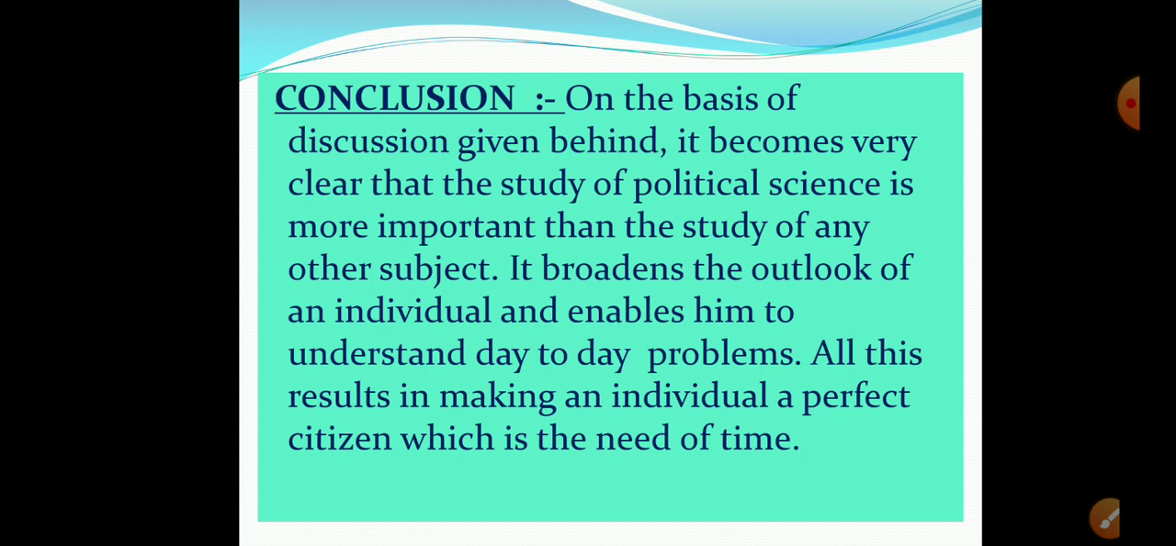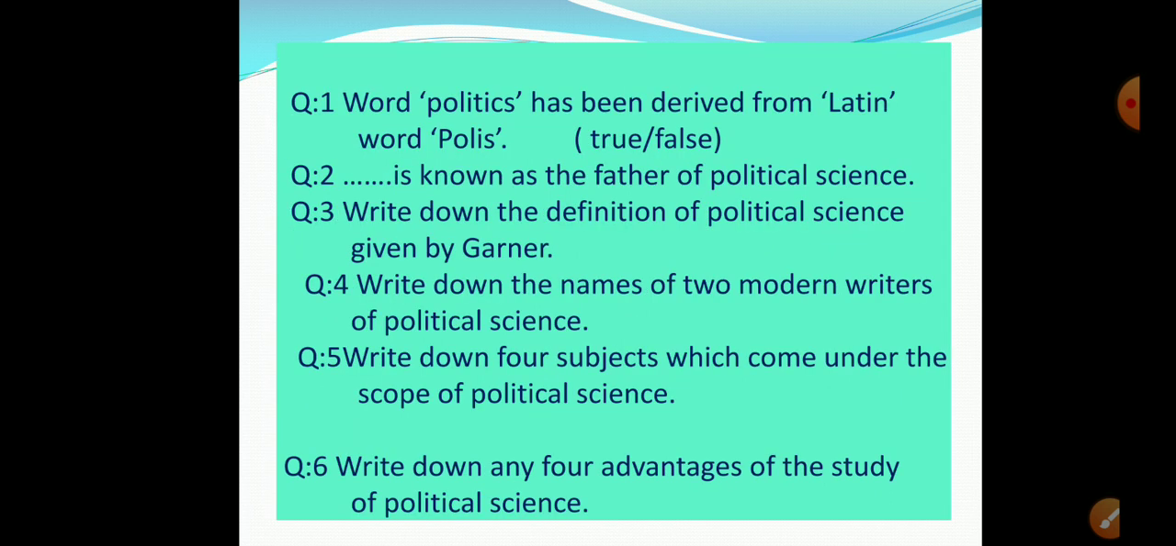So at the end, concluding, we can say that it is a very important subject, right? Political science is more important than the study of any other subject. It broadens the outlook of an individual and enables him to understand day-to-day problems. All this results in making an individual a perfect citizen, which is the need of the time. So this was a brief video on the first chapter of political science plus one, that is meaning, scope and significance of political science. And let's have a few questions right now.